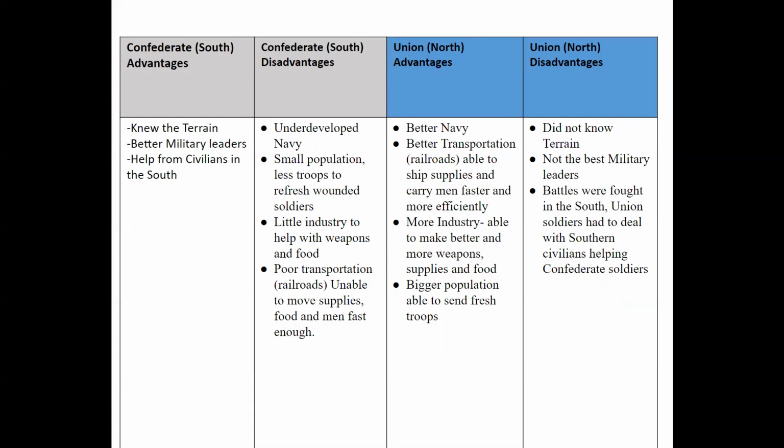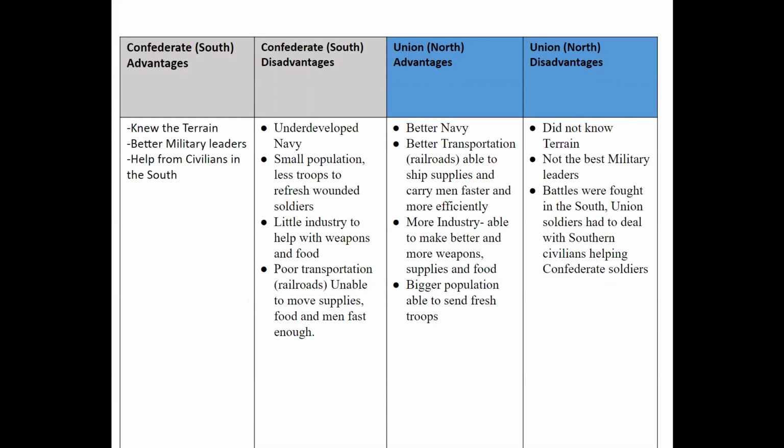The Confederate disadvantages are many, and this is one of the reasons why the war went in the North's way as winning. The South didn't have a really good Navy. It was underdeveloped. They had a small population. The majority of the population in the South was actually slaves, but they were not all fighting for the South. We also see that there was little industry to help with weapons and food. So many of the people fighting in the South starved to death if there were blockades or railroads taken over by Union regiments. They just weren't able to be taken care of. So this put a big damper on the South's ability to fight.